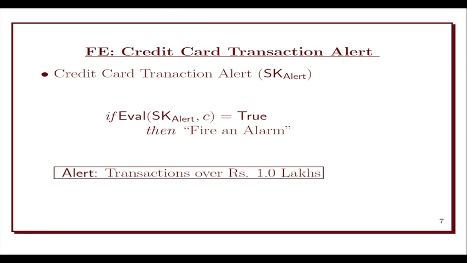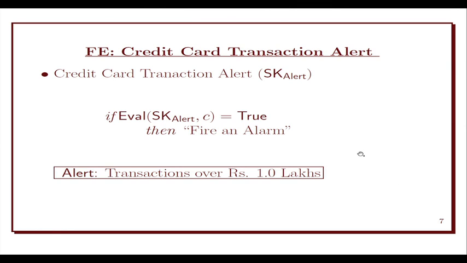Say we have an alert; this is the functionality. If the transaction is over 1 lakh, then we must fire an alarm. So, this is the functionality. Corresponding to this functionality, suppose the cloud server got a secret key. If we have a corresponding ciphertext, and the ciphertext corresponds to the message that our transaction is more than 1 lakh, then it will be true, and then we fire an alarm.